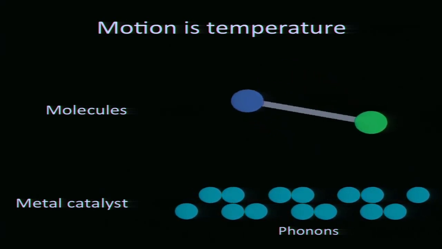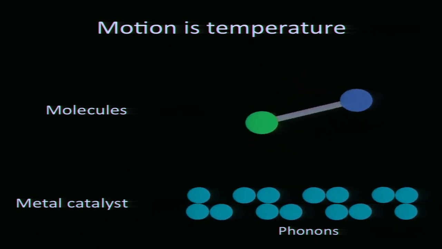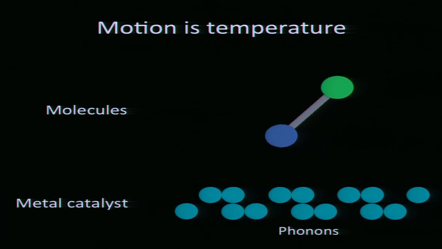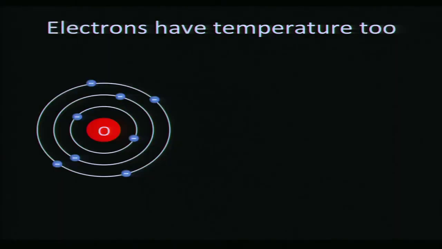But temperature is not just motion. Motion's a big part, but we also have to look at the other aspect of temperature as well, and that's electrons. So every atom is made up of a nucleus at the center with electrons that orbit around the nucleus. Now these electrons, they have temperature as well.